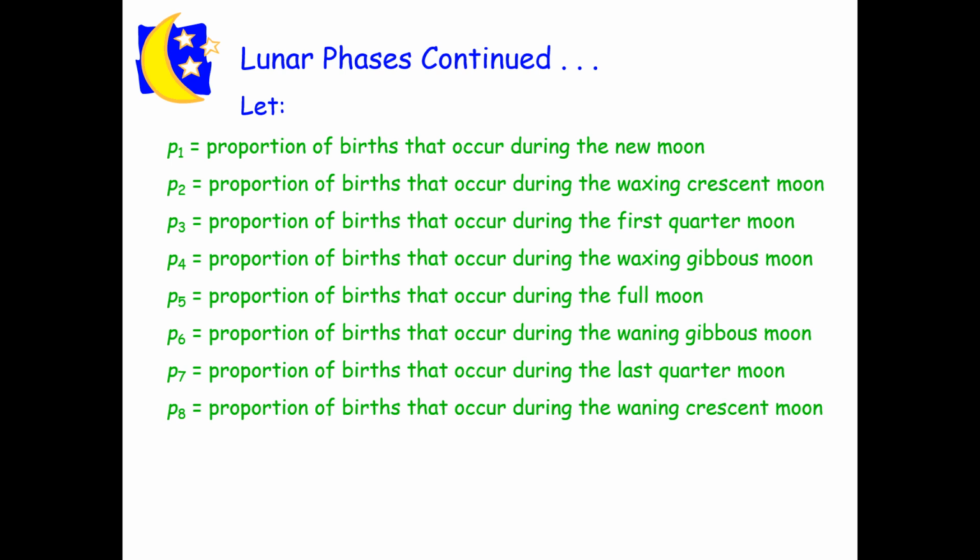So we would let P sub 1 be the proportion of births that occur during the new moon. P sub 2 is the proportion of births that occur during the waxing crescent moon. P sub 3 is the proportion of births that occur during the first quarter moon. P sub 4 is the proportion of births that occur during the waxing gibbous moon. P sub 5 is the proportion of births that occur during the full moon. P sub 6 would be the proportion of births that occur during the waning gibbous moon. P sub 7 is the proportion of births that occur during the last quarter moon. And our P sub 8 would be the proportion of births that occur during the waning crescent moon.